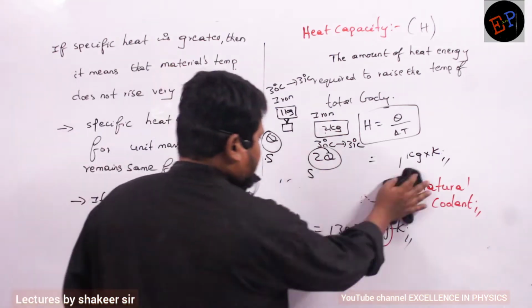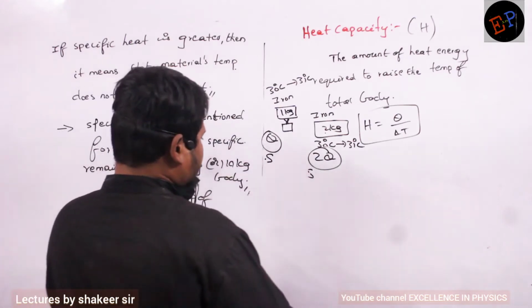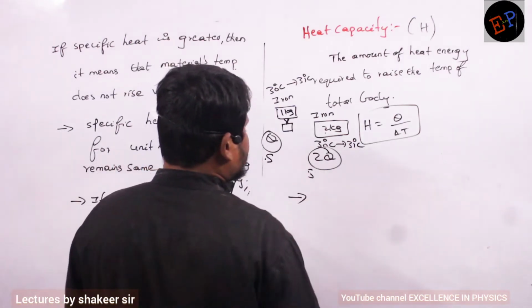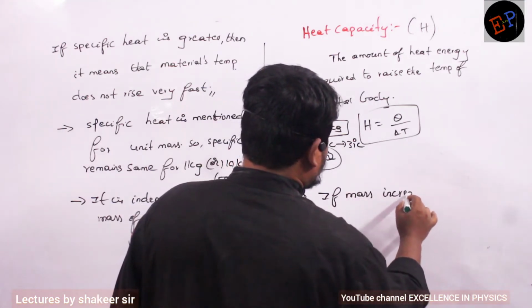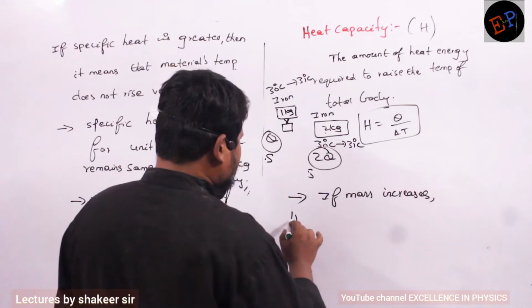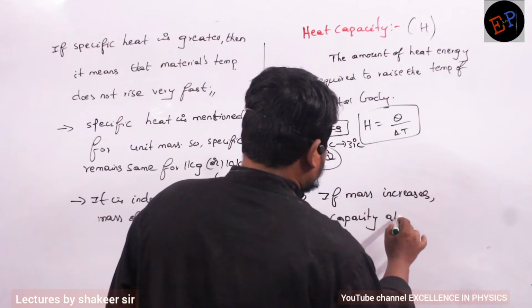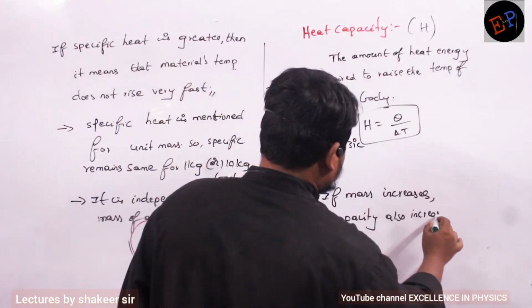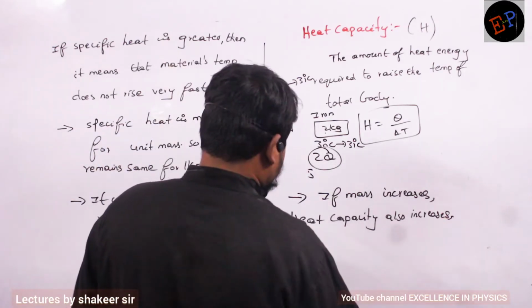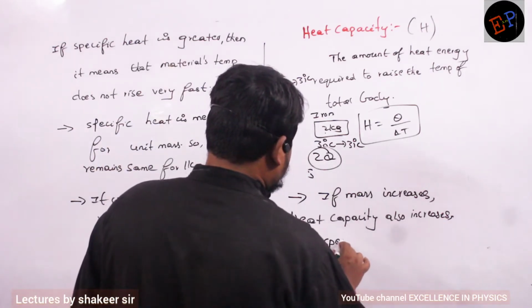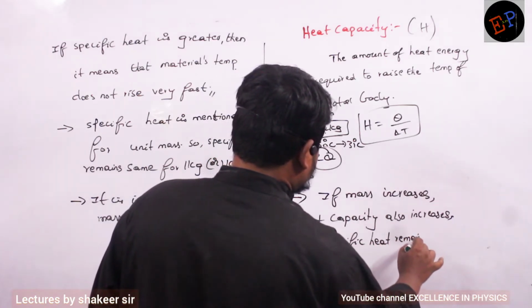So right now, here also we will write some note points. So what are the note points we have to write? First point is that if mass increases, heat capacity also increases. Okay, ma? But specific heat remains the same.